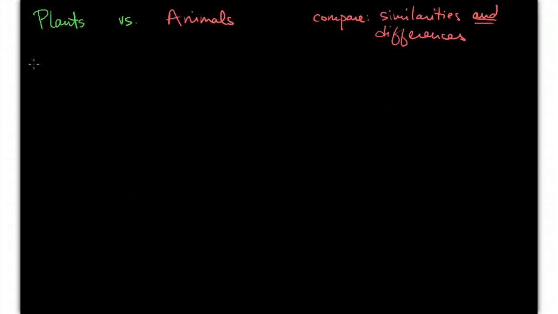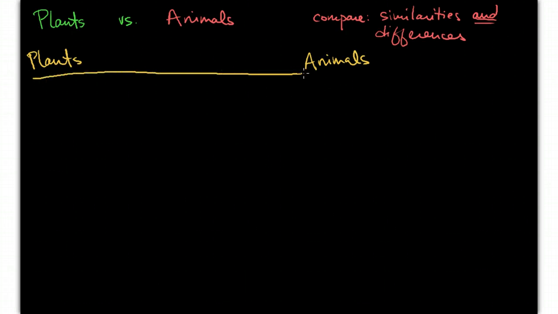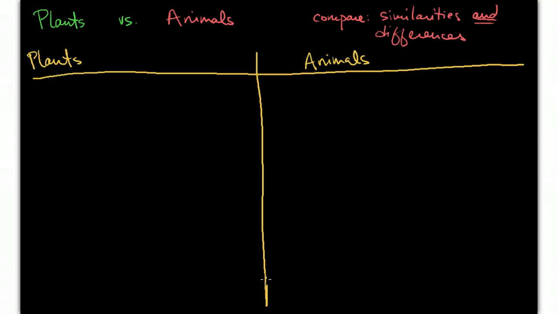So let's talk a little bit about the similarities and differences. I'm going to set up a chart and put plants on the left and animals on the right. It doesn't matter which way you do it. But again, like I said in the prokaryotes versus eukaryotes review video, using a chart going item by item ensures that IB will give you the point.